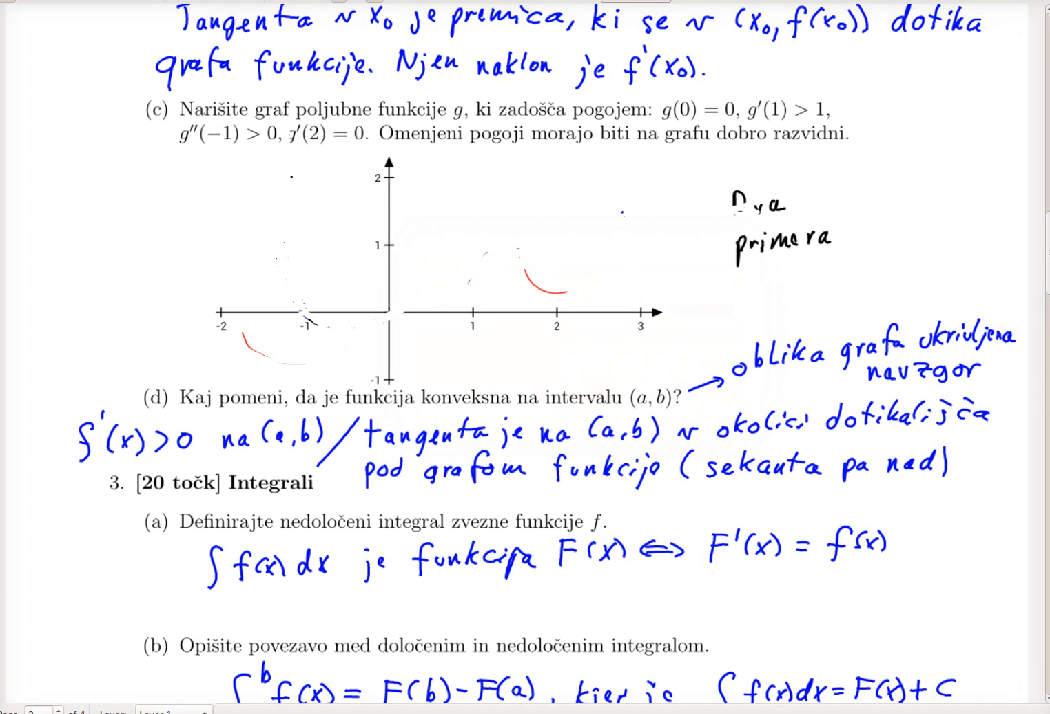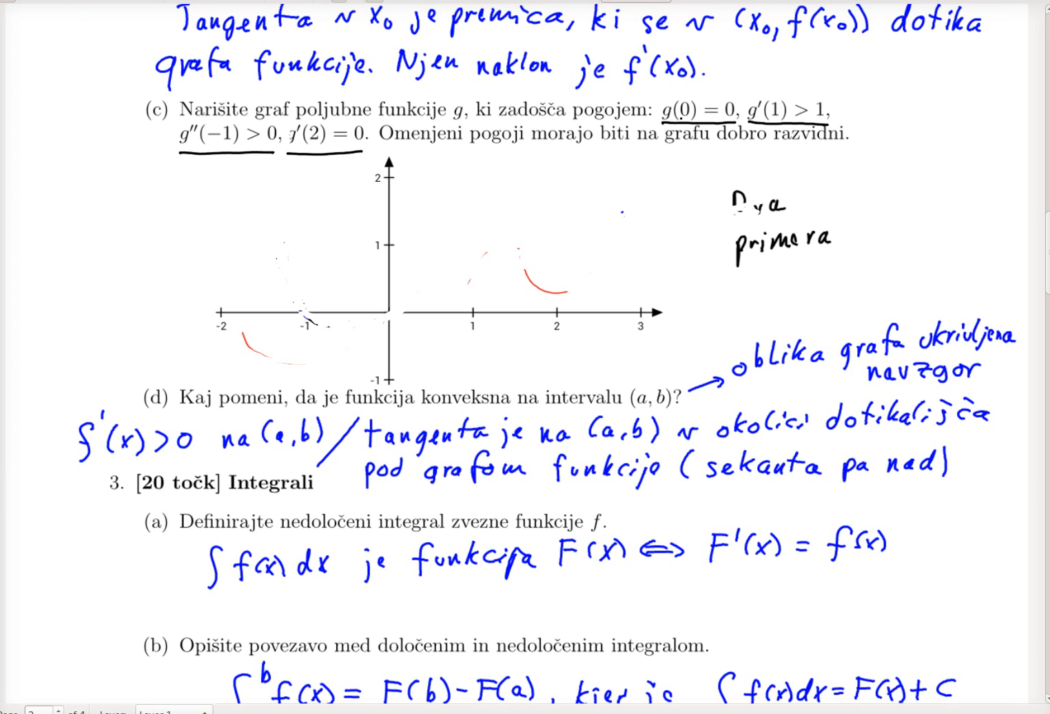Okay, so we would like to solve this exercise. We have to draw a graph of an arbitrary function g, which satisfies these conditions. So we have g of 0 is 0, g prime of 1 is more than 1, g double prime of minus 1 is more than 0, and g prime of 2 is 0. So let's draw what these conditions mean on this graph.